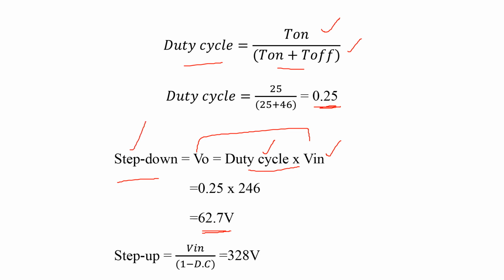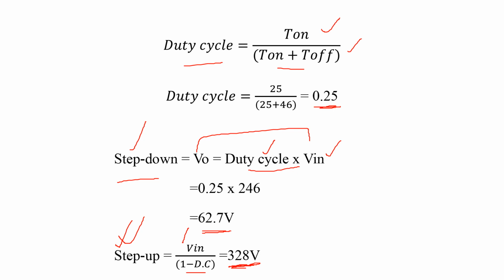Similarly, by considering a step up chopper, we know the relation between input and output, that is output is equal to V in divided by 1 minus duty cycle. By using this formula, we get an output voltage of 328, which is more than the given input voltage. This amount of voltage is possible if the given chopper is a step up chopper. So by using the input voltage and on time and off time, it is not possible to conclude the type of the chopper.